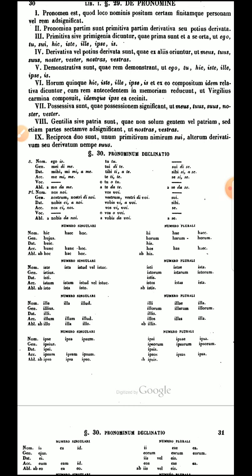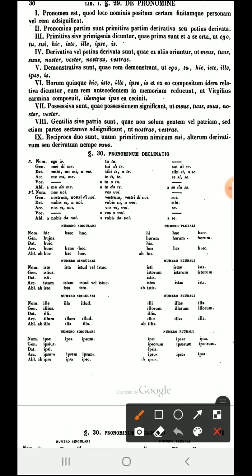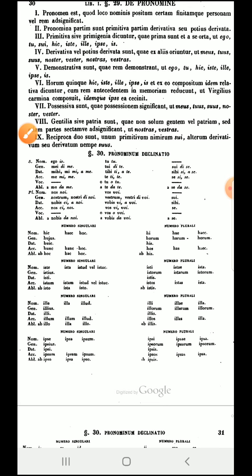In this video we're going to walk through Lesson 30 in Alvarez's Latin Grammar, and you can see the title here of Lesson 30 is Pronominum Declinatio, the declension of pronouns. And so, as you can see, there are a number of declension charts showing us the forms and meanings of the different pronouns, and we're going to walk through these declensions together in this lesson.